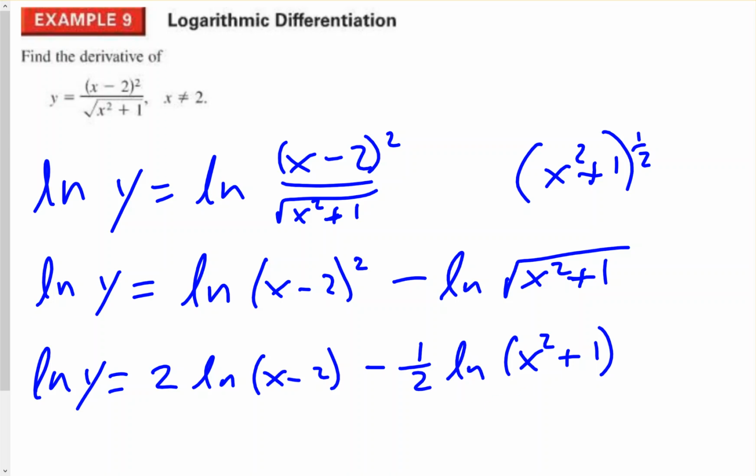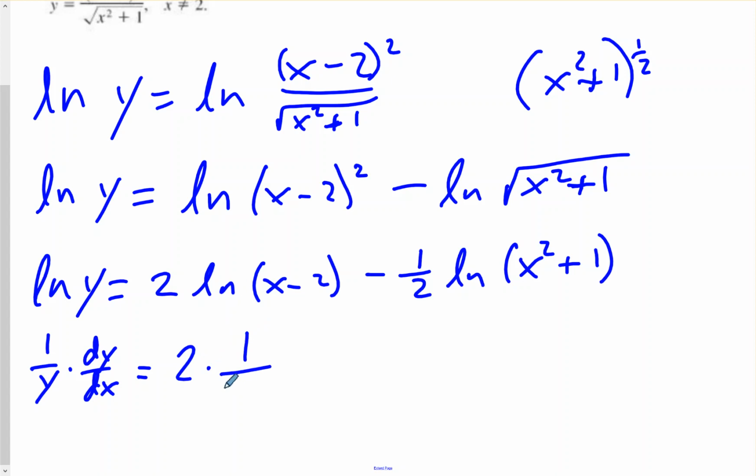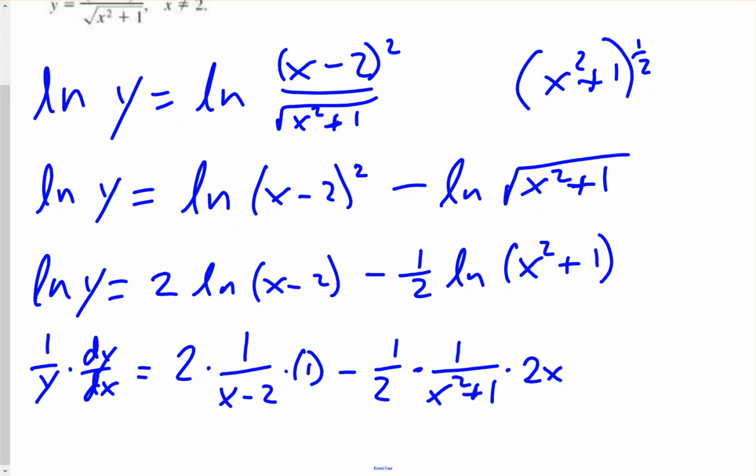Okay, so you could take the derivative from here. Now if we do the derivative of ln y, this would be 1 over y times dy/dx equals the derivative of 2 times ln of (x minus 2), which would be 2 times 1 over (x minus 2) times the derivative of the base, which is just 1, minus 1/2 the derivative of ln (x squared plus 1), which would be 1 over (x squared plus 1) times the derivative of x squared plus 1, which is 2x.